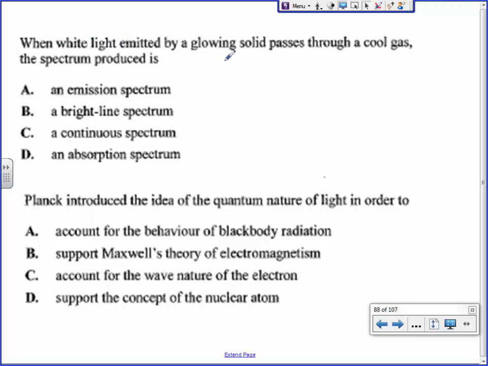You've got white light going through a glowing solid, and then it goes through a cool gas. Oh, thank you. Have fun, guys. What kind of spectrum does it give? You have white light going through a cool gas. This is a straight up knowledge one, eh? Absorption. Yeah. Let's go back here in our notes.